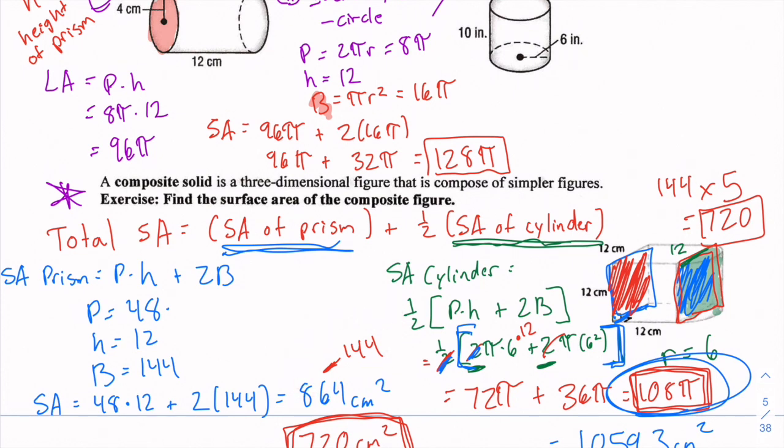Another way other people did it, if you look over here, they took the area of 1 square, so 12 times 12 is 144. And how many faces do you have? You actually just have 5, right? You don't include the 6th one here because the cylinder is covering it. So you can do that to get 720, or the formula way.